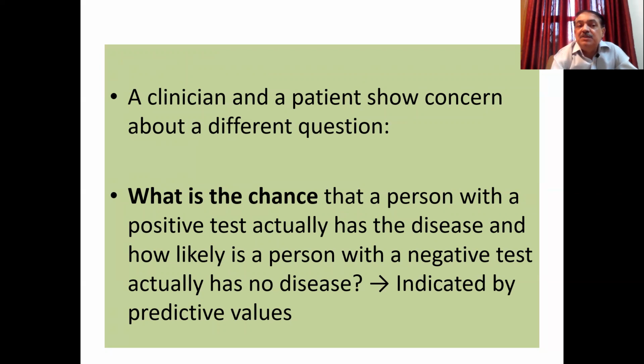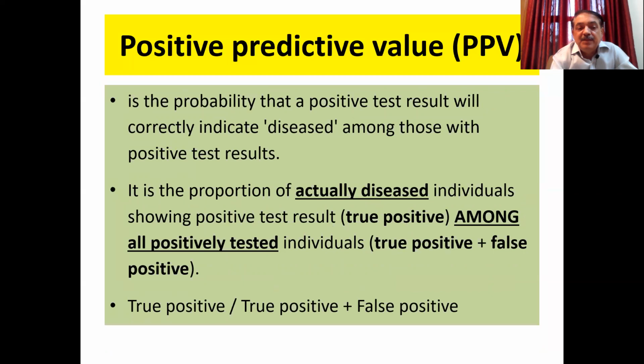Their sensitivity and specificity, respectively, are telling about true positive and true negative out of the diseased or non-diseased, respectively. But here, positive predictive value is the probability that a positive test result will correctly indicate disease among those with positive test result. So here also, just like sensitivity, we check true positive, but out of all the positively tested. It is not about all diseased, it is about all the positively tested. All the positively tested means whether they are true positive or false positive.